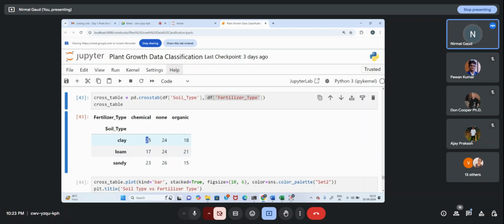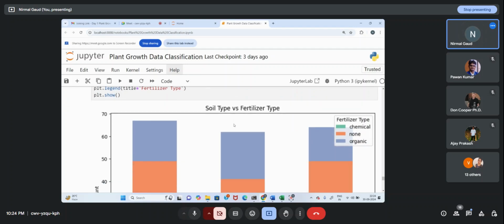Okay, so this is the soil type: clay, loam, and sandy, and this is the fertilizer: chemical, none, and organic. So 25 entries for the clay for the chemical, 24 entries for none, and 18 entries for the organic. That's what I am having. For loam, I am having 17, 24, and 21. Okay, so these are the number of values for the respective soil type with respect to the chemical, none, and organic in our data set.